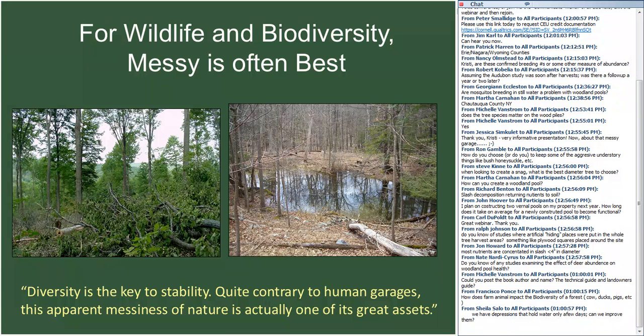Let's see, decomposition, returning nutrients to soil. Yes. So Richard just has that as a question. And yes, decomposition is really important. And again, I'll call it woody material, trying to get away from the debris context, but it definitely returns nutrients to the soil, especially the smaller branches at the tops of trees tend to be more nutrient rich.